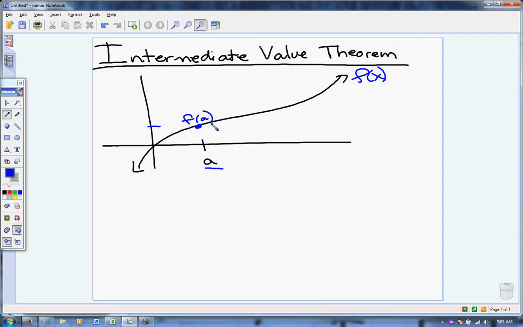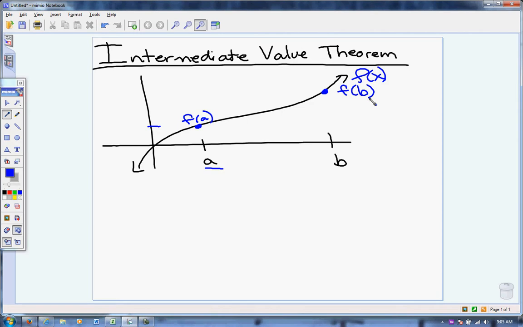Right? It's a very important concept. I want to make sure that we get that function values come from plugging in the x values. And so if this value over here was b, then the value up on the graph would be f of b. Okay, very important that we understand that relationship.